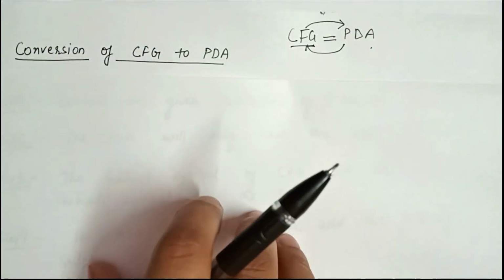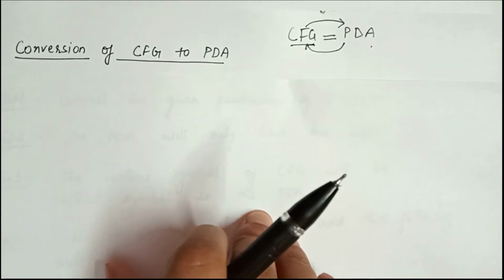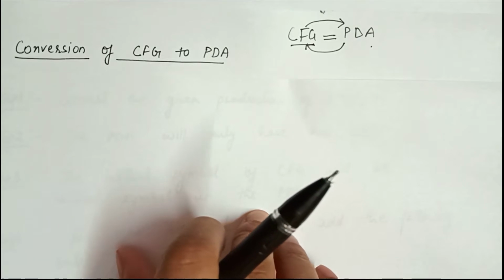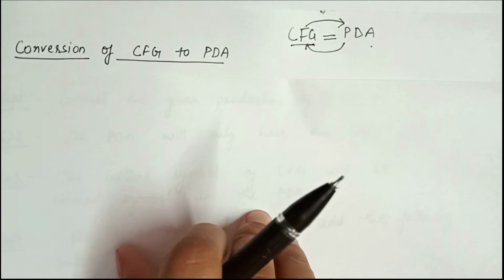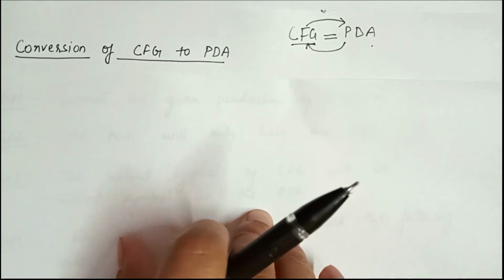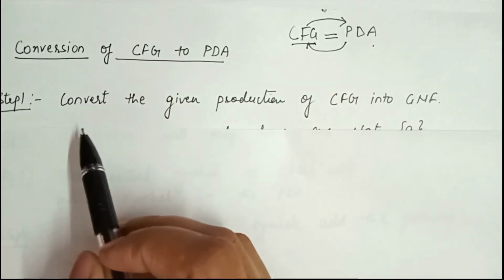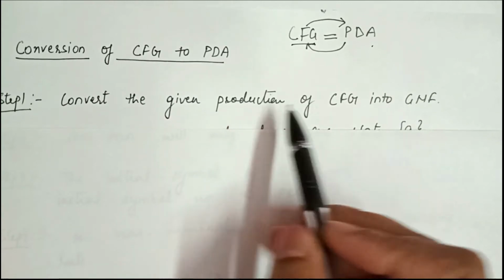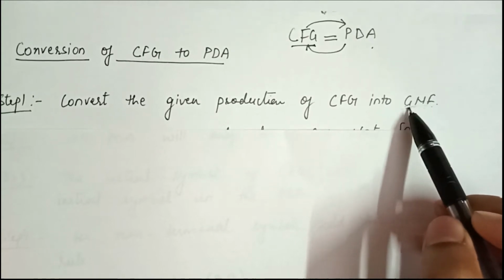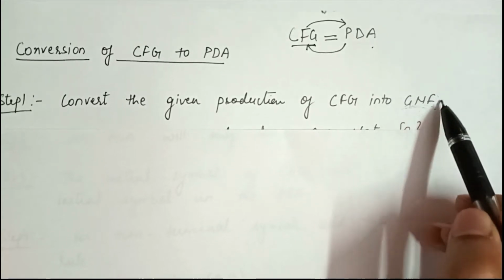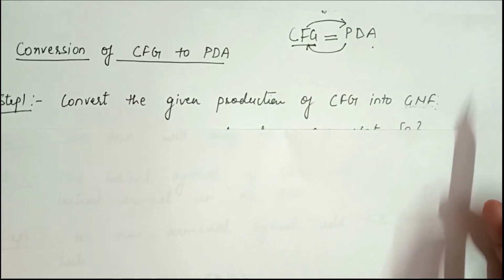Okay, so to convert a context free grammar into a PDA, there are some set of rules, but the main important part is that the first symbol on the right hand side of the production must be a terminal symbol. The following steps are used to obtain a PDA from CFG. The first step is that we have to convert the given production of CFG into GNF. What is GNF? It is Greibach normal form. As we already discussed what is Greibach normal form, and how we convert a particular grammar into GNF form.